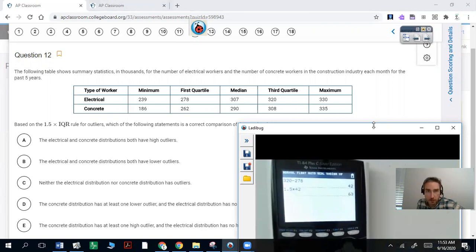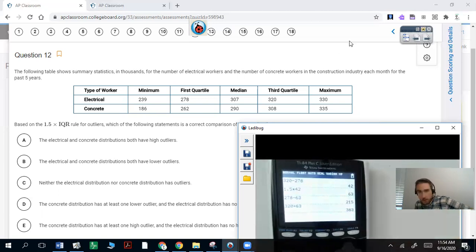So if I do 278 minus 63 and 320 plus 63, anything lower than 215 and higher than 383 would be an outlier. And we don't have that here because we have 239 as our minimum and 330 as our max. So electrical does not have outliers.